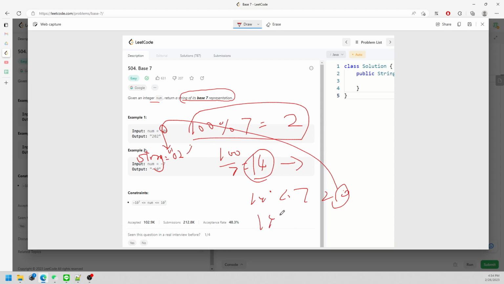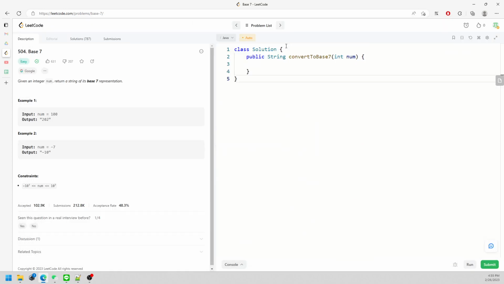Now I need to divide by 7 again, which is equal to 2. And then you're just adding the value in the beginning, because 2 mod by 7 is equal to 2, right? So this is pure math, and you should be able to understand the idea. Alright, so I'm going to start coding, and then just follow along, and it should be easy.